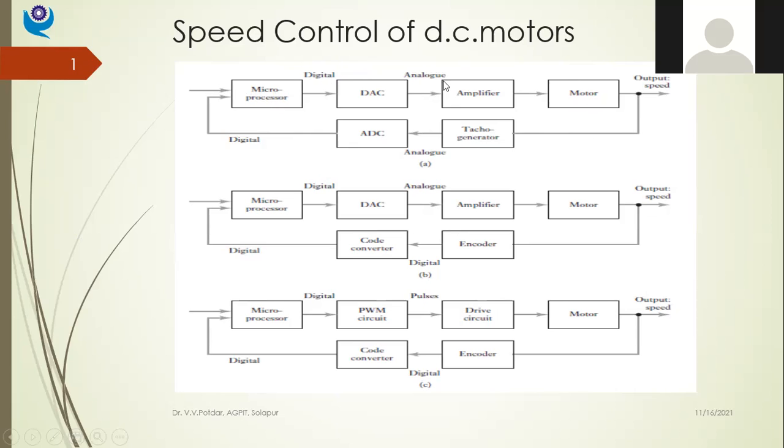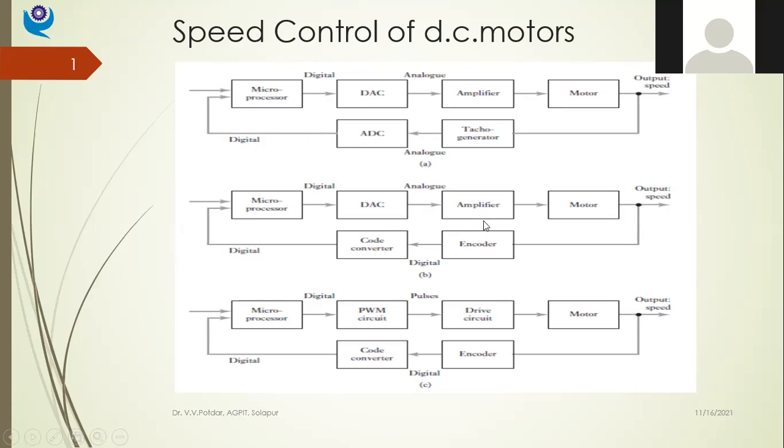So this cycle will continue till the actual RPM of the motor becomes equal to the set RPM of the motor, right? So this is how the speed control of the DC motors is done. This is the block diagram for the speed control of DC motors.